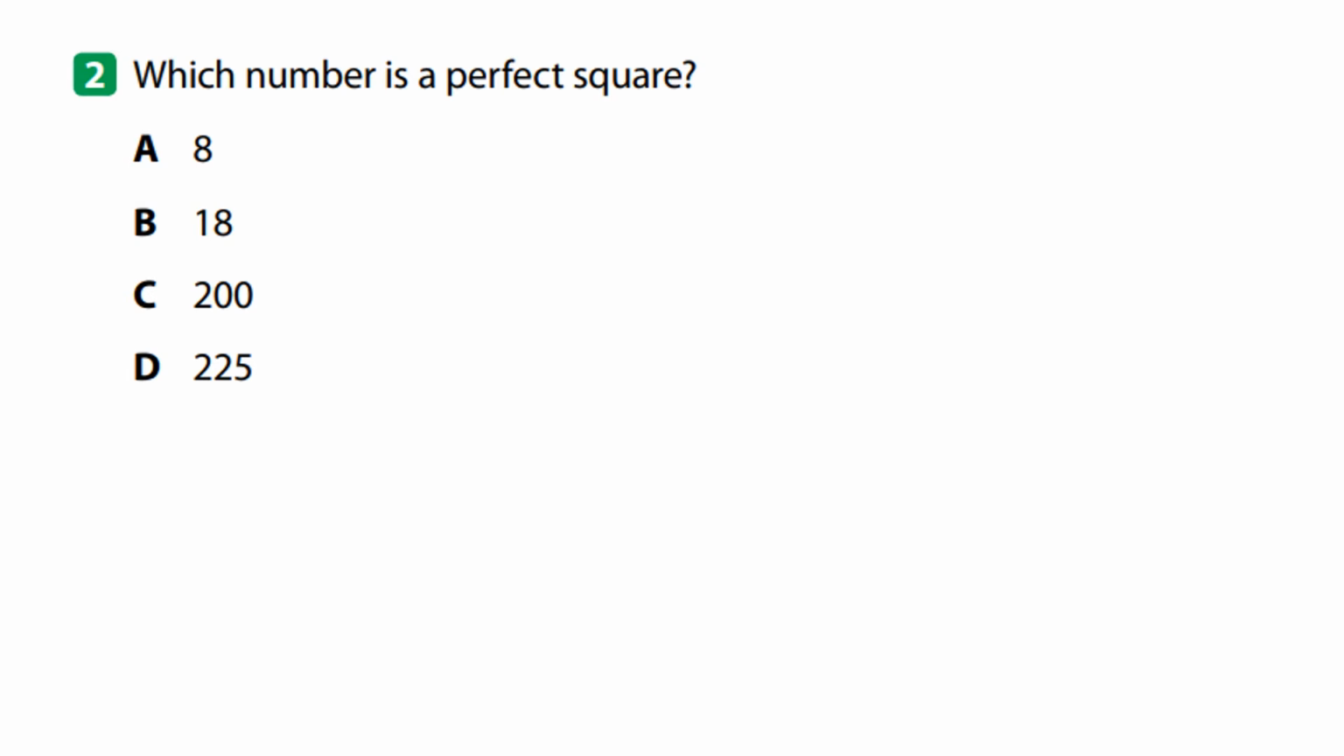For number 2, it asks which number is a perfect square, meaning which number is on our list of 15. And the correct answer is going to be D, because we know that 15 times 15 equals 225. The rest of the numbers can be multiplied to get their answer, but not by the same digits as in 15 times 15.